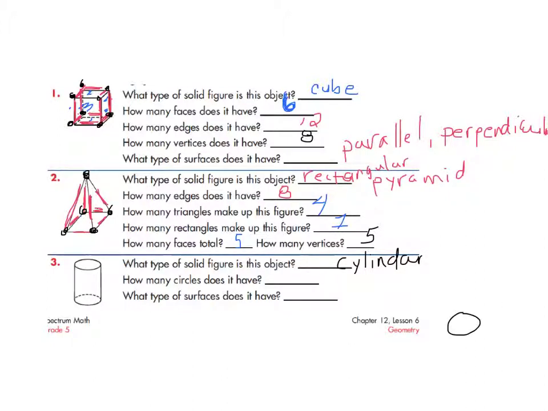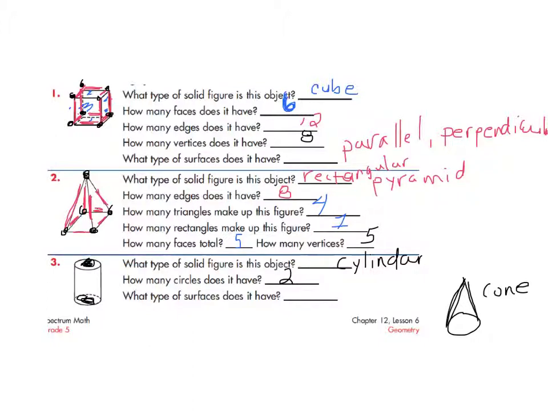If it was a cylinder that came up to a point, it would be called a cone. So you might come across a couple of those. A cylinder has 2 bases and then all other sides are curved. It doesn't have straight sides. How many circles does this have? Well, it has 2 circles in its top and bottom base.